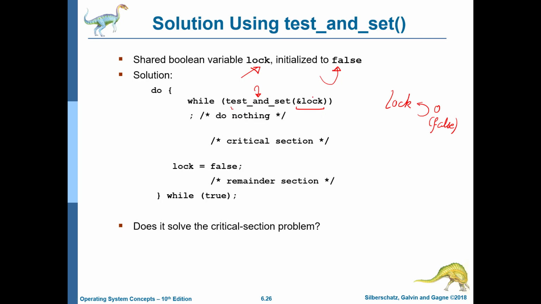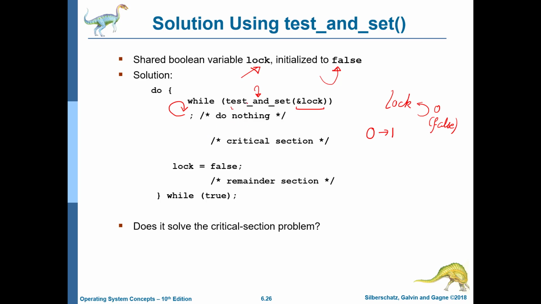So if the previous value was 1, it means that some other thread had acquired the lock and we are not the ones to acquire it, right? So it means that we are not the ones who set the value from 0 to 1. Given that, it clearly means we didn't get the lock, so we do nothing and we keep on iterating. So this is a while loop that just keeps on iterating.